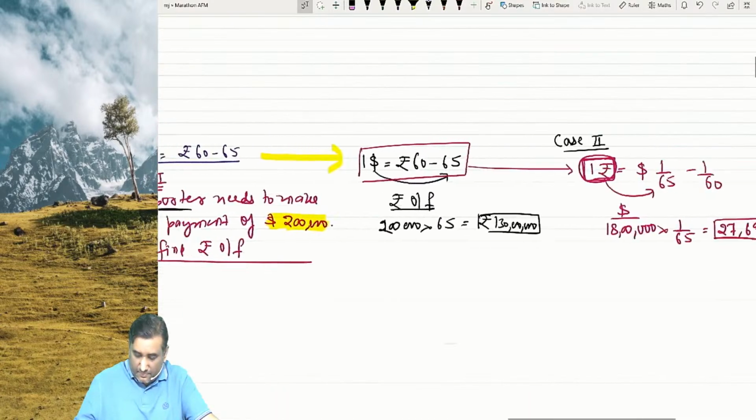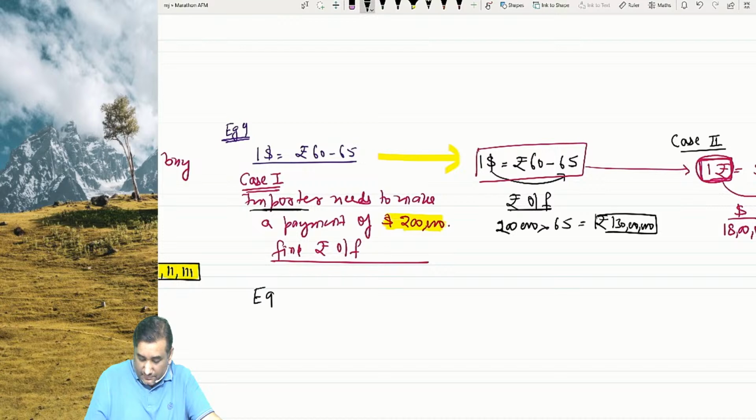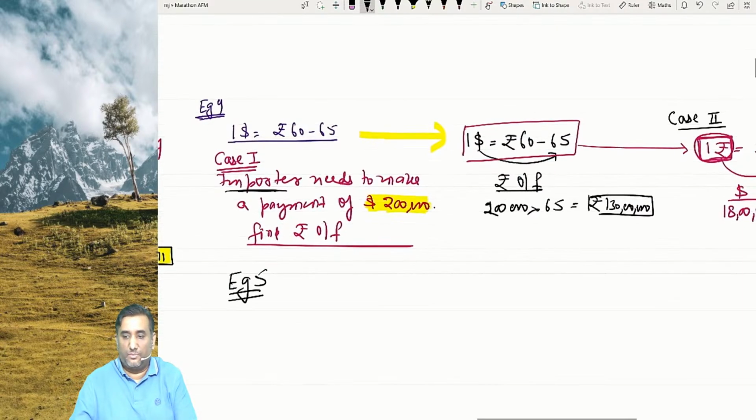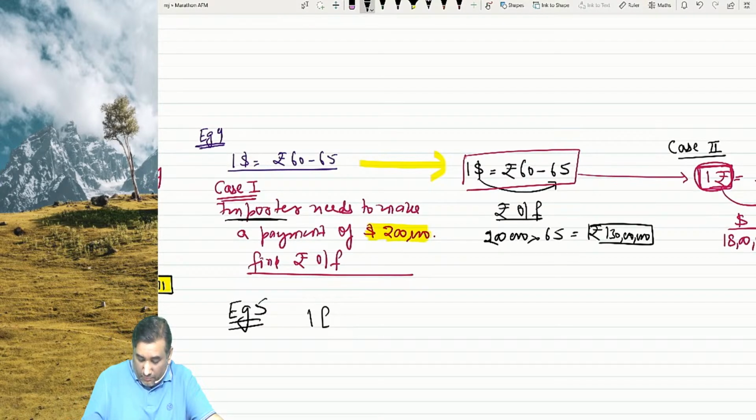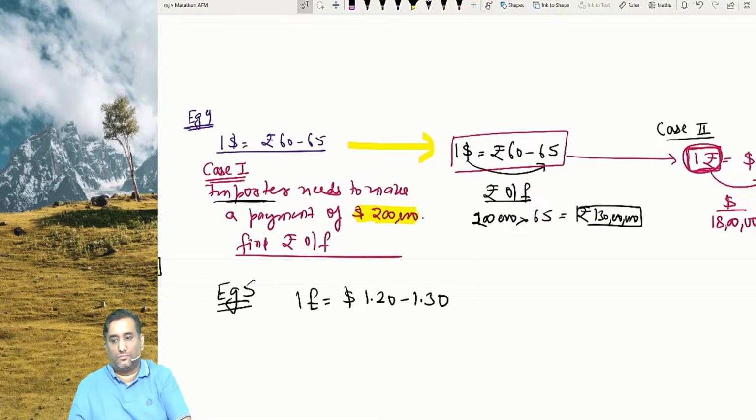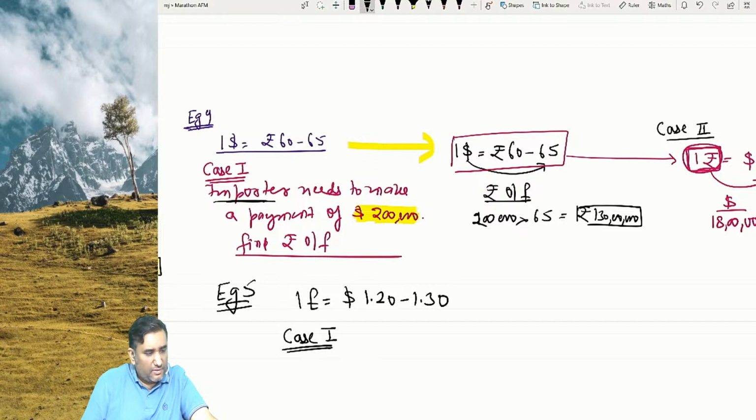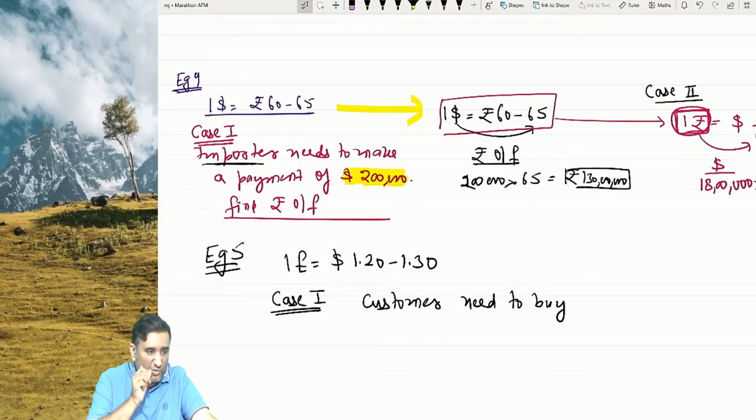Example number 5. 1 pound is equal to dollar 1.20, 1.30. Case 1. Customer needs to buy pound 1 lakh. Find dollars.